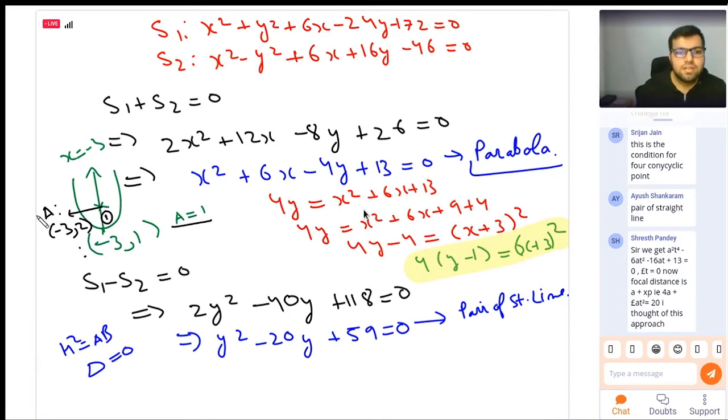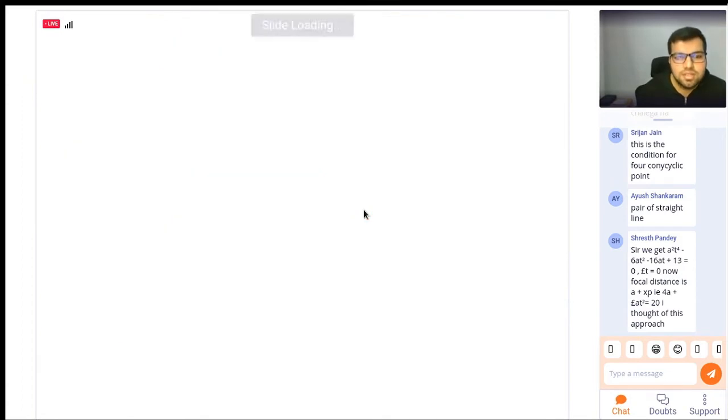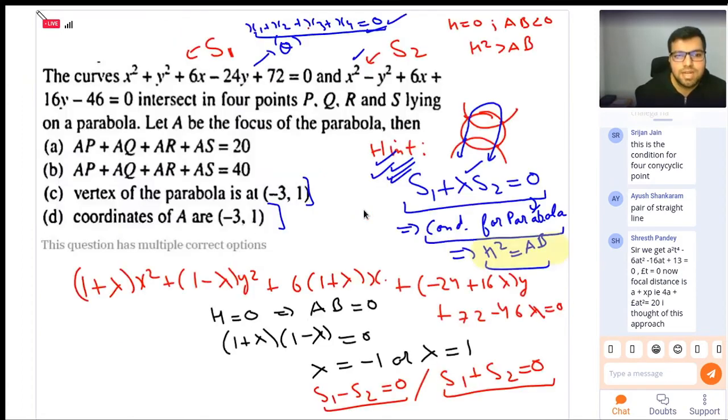So let me see the options. Here they are saying minus 3 comma 1. That came out to be the vertex. Focus is minus 3 comma 2. So D option is incorrect because the focus is minus 3 comma 2. So I have solved C and D, but the more important part is this thing, AP plus AQ plus AR plus AS.